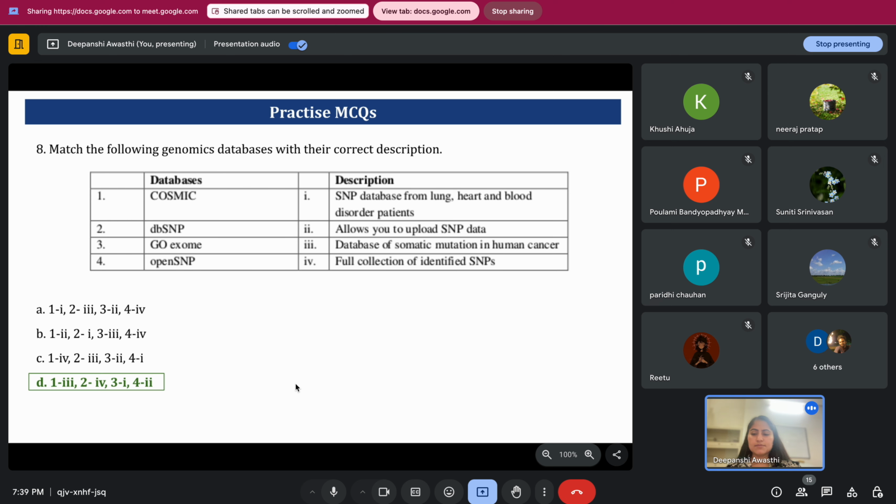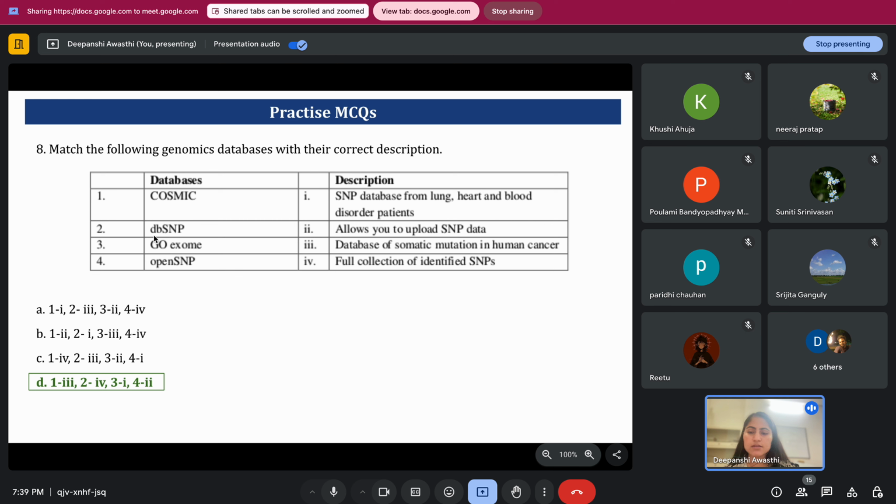Okay, now let's see. So the correct answer is option D. So why option D? If you don't know about these three, till now you have known this Cosmic. So Cosmic is the catalog of somatic mutations in cancer. So here the correct option for first will be the database of somatic mutation in human cancer, which means one will be matching to third option. So in this case, option D is only having the one matching to 3. So simply if you don't have the information about 2, 3, 4, then also you will be able to answer it.